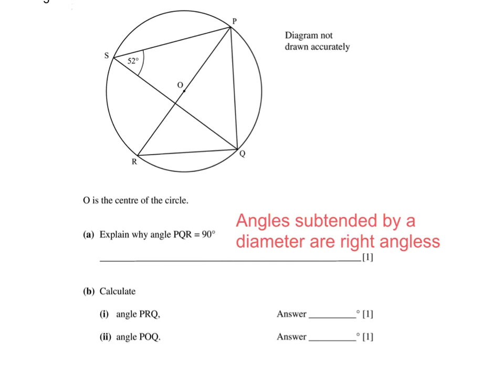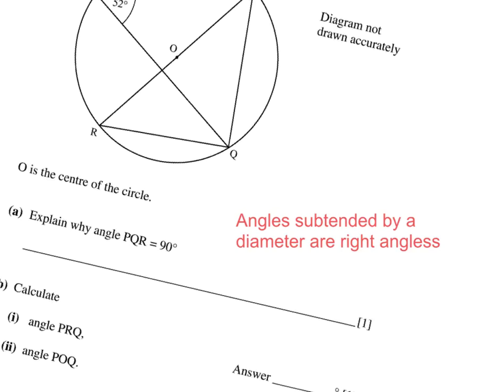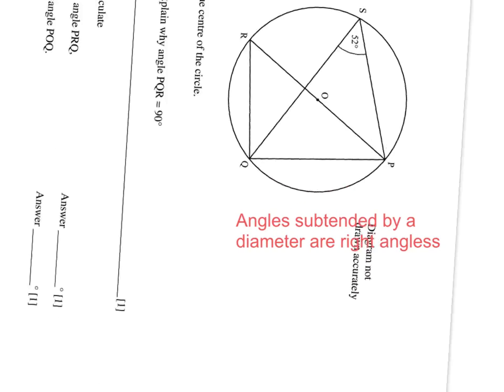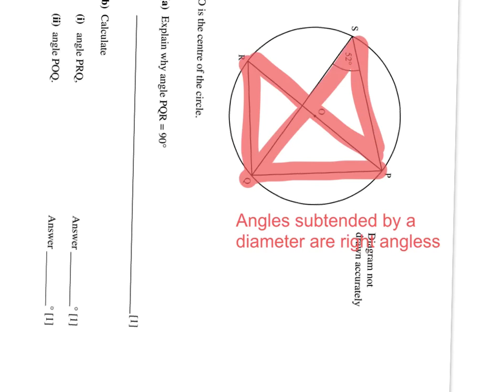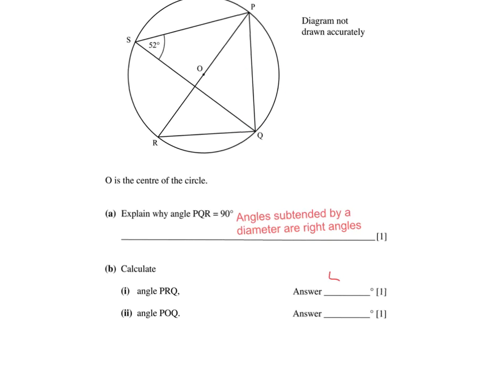And that is your answer to the first question. In B, we are asked to get the angle PRQ. Hopefully, you can see that if we turn this around, PRQ has been subtended by the same chord as QSP. Therefore, those angles are equal. So PRQ is also 52 degrees.